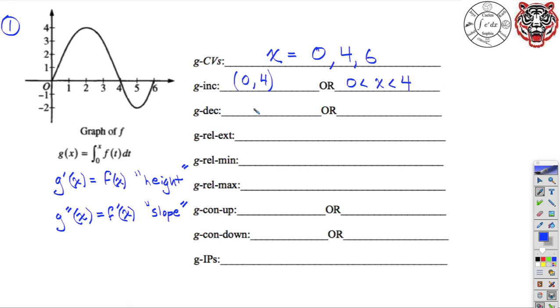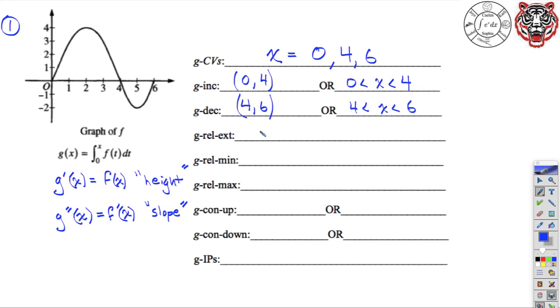Okay, g is decreasing on 4 to 6. And another way of writing that is 4 < x < 6. By the way, for the AP graders, they don't care if these are square brackets, if these are greater than or equal to. You're not going to lose points for that, as far as I know. But the alligators do need to be facing the right direction if you use those.